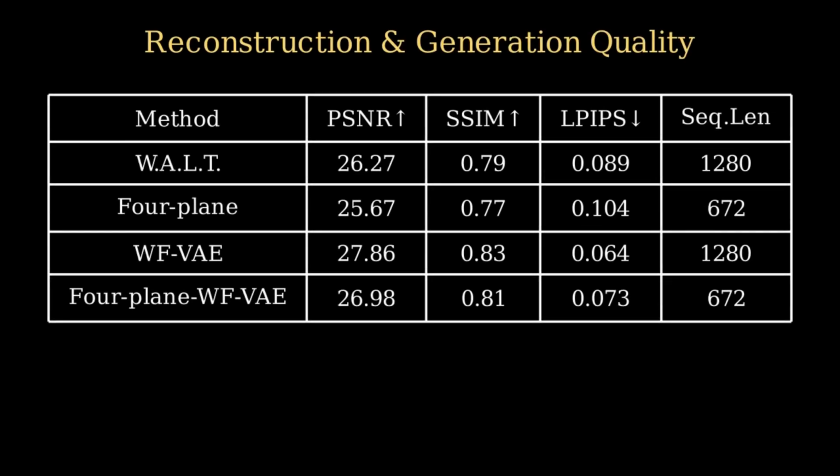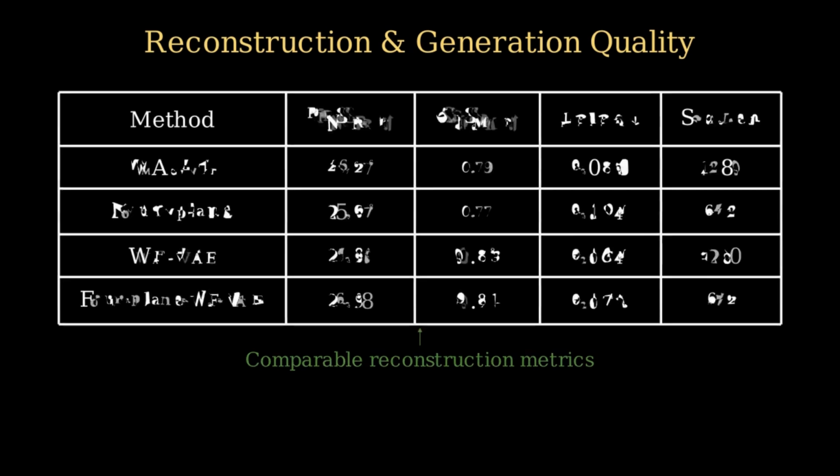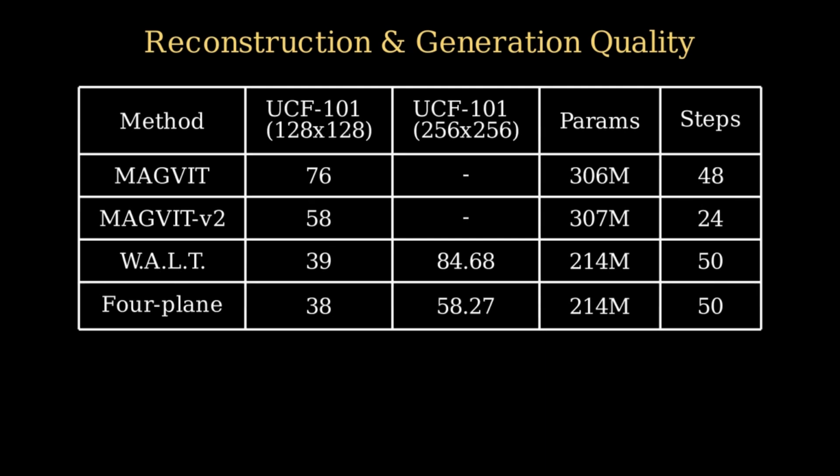Now, let's turn our attention to the empirical evaluation of the four-plane factorization, starting with the reconstruction metrics. When comparing our highly compressed latent representations against the original volumetric baseline, we observe that despite the massive reduction in the sequence length from 1280 down to 672 tokens, the four-plane factorization achieves entirely comparable reconstruction quality across all key metrics. But the true advantage of this architecture becomes evident when we evaluate the generative performance.